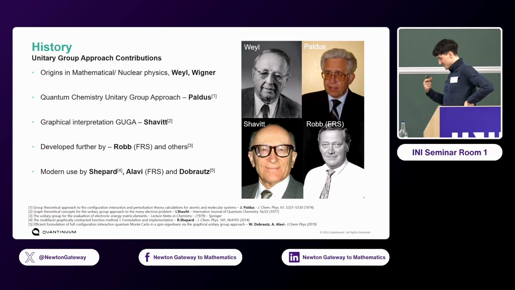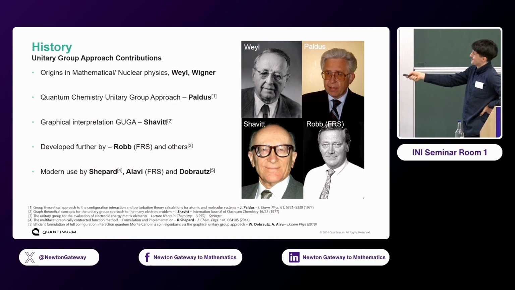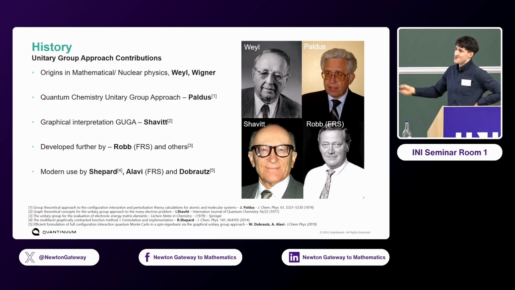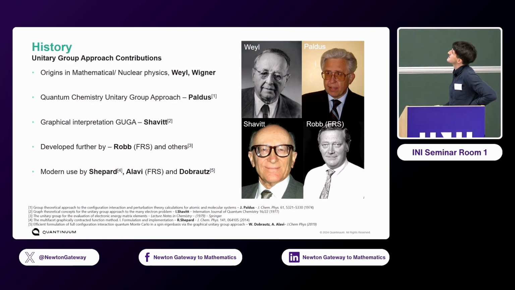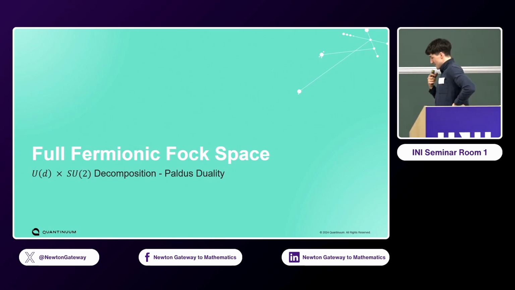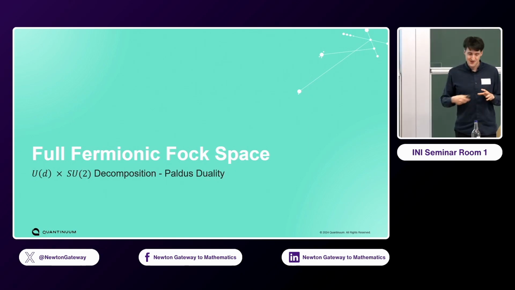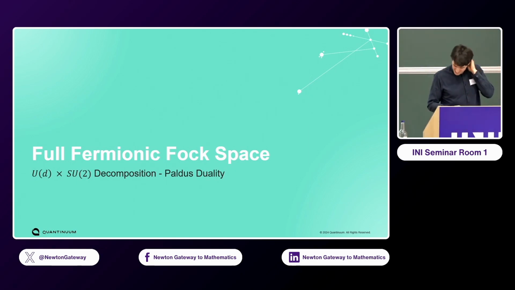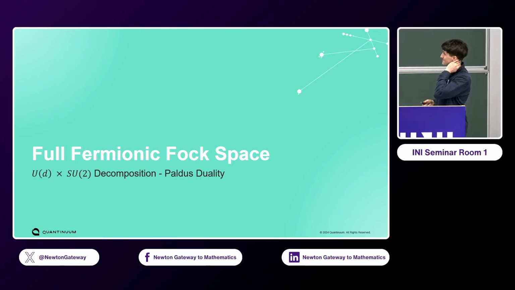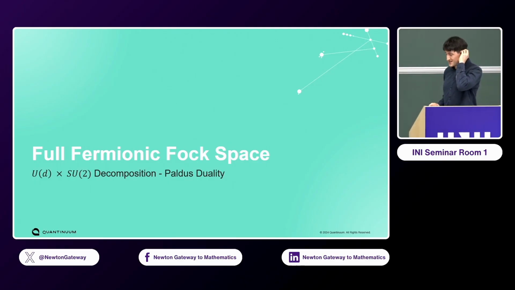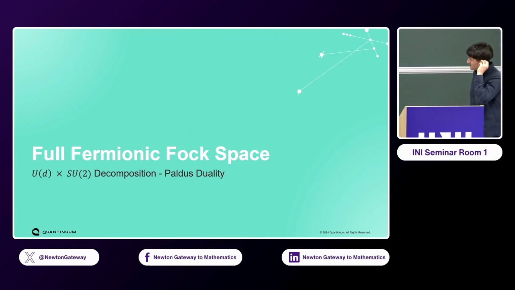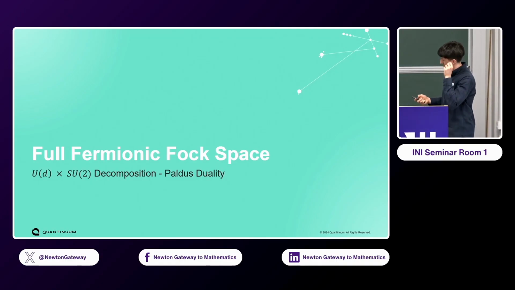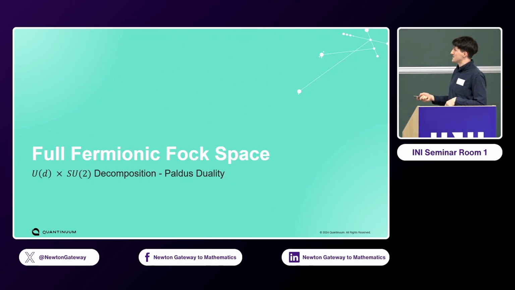Okay, so what we're really trying to do is add a quantum algorithm to the bullet point here at the bottom. In order to correctly frame spin in a fermionic Fock space, we had to come up with this new duality called Howe duality, which is a decomposition of the full fermionic Fock space under U(d), the spatial dimension, and spin.